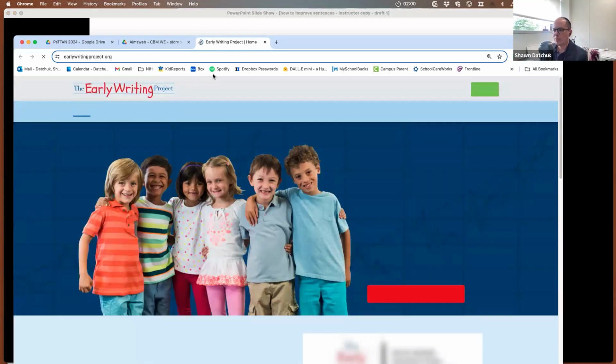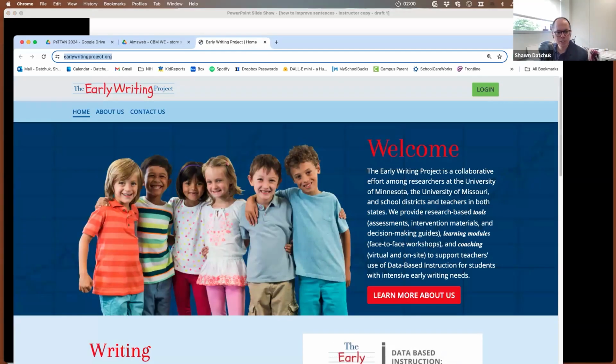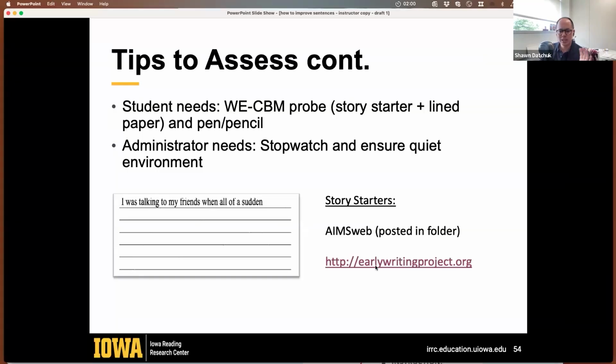I'm also going to give a plug for the Early Writing Project. There are some fabulous resources on there, geared towards early elementary grades K, 1, and 2. They sell a binder. It's $80, but it's pre-populated with everything you would need to do curriculum-based measurement for this task and a number of others. It also has instructional lessons, etc. I don't get any money from that. I just think it's a great evidence-based purchase.